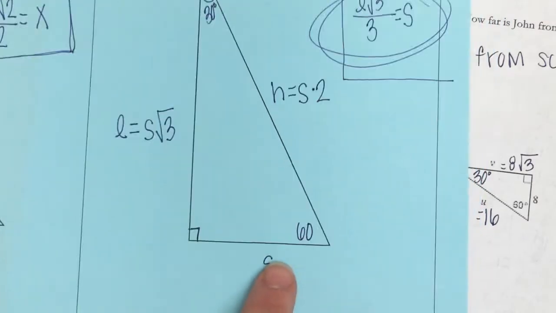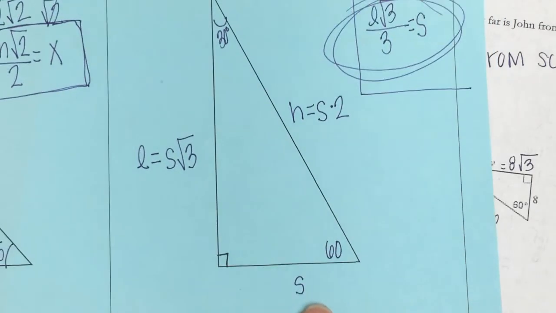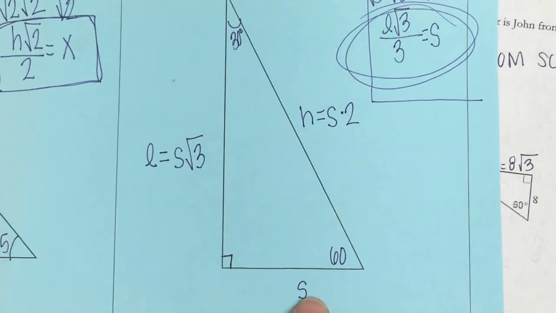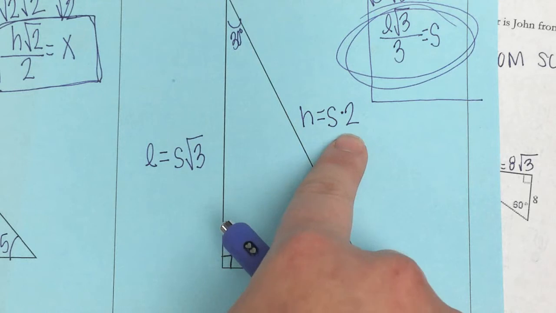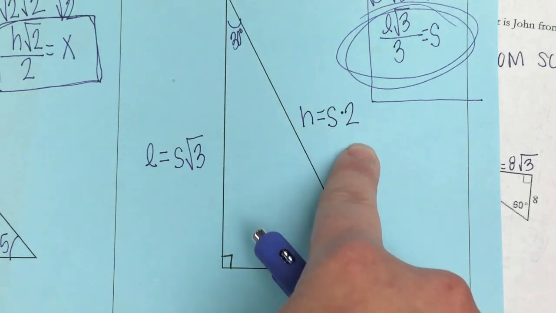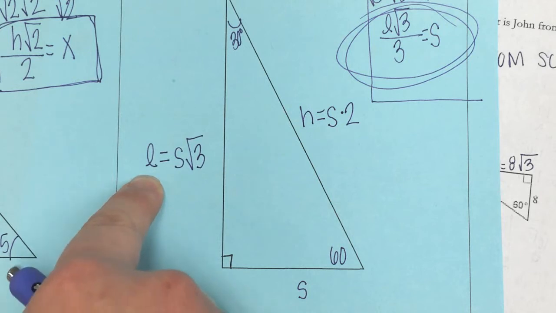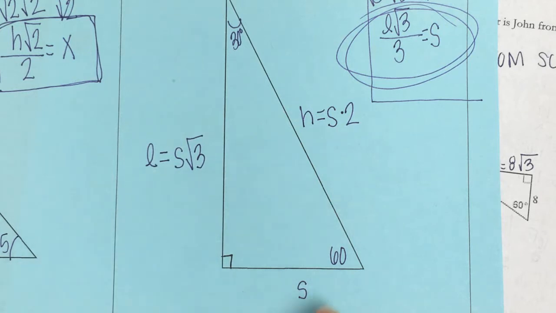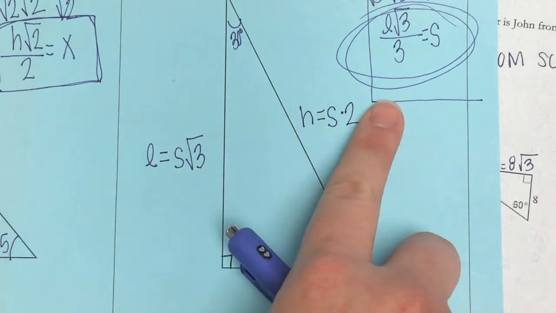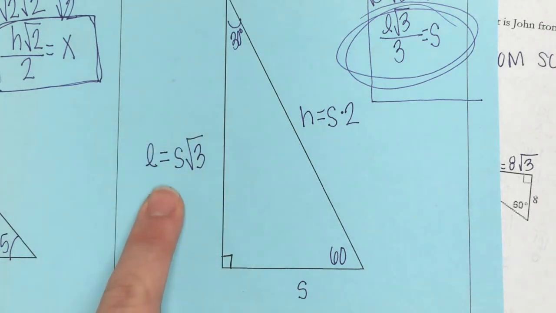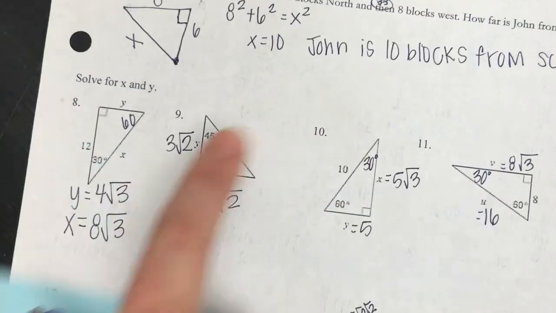Remember, you have your short. Short's always the easiest to work with because once you have short, you can find everything else. Once you have short, to find hypotenuse, you just multiply it by 2. And then to find leg, you multiply it by the square root of 3. Okay, the only bad part about 30, 60, 90 is when you're given leg and there's no square root of 3. That's what happens right here.